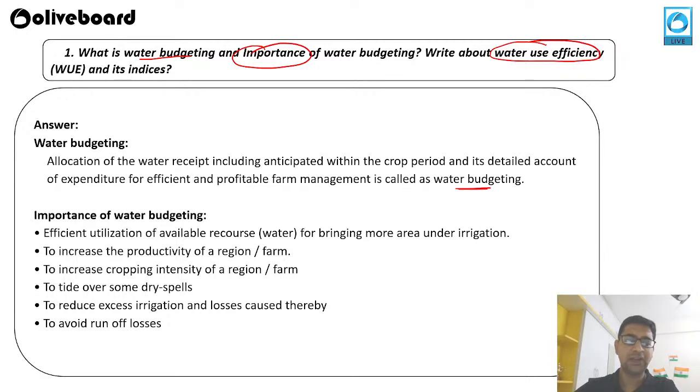Now we come to the second part of the question, that is, the importance of water budgeting. First of all, if you are doing water budgeting, you come to a situation where you have efficient utilization of available resources.